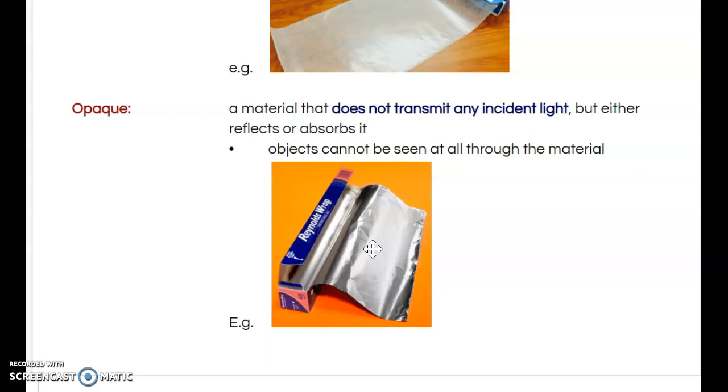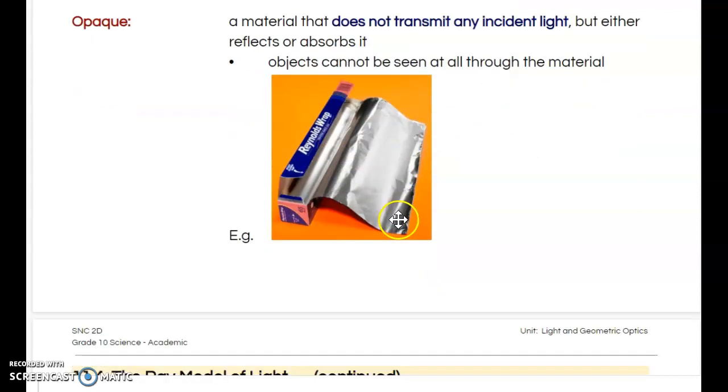And the reason I put aluminum foil is because aluminum foil has a shiny side and an opaque side, or kind of like a dull side. The dull side absorbs heat, and the shiny side reflects heat. So you need to know that when you're cooking, for example. But opaque objects usually either absorb 100% of the light or they reflect 100% of the light, and no light can go through it.